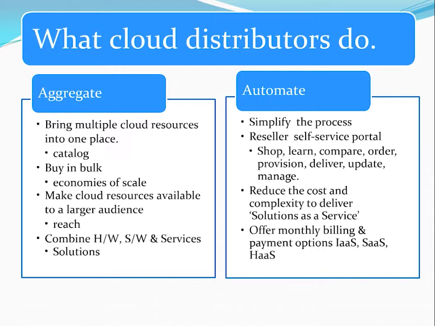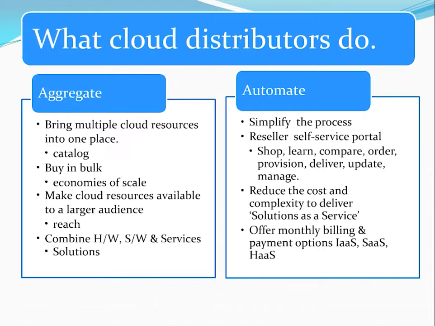The purpose of all this, also to automate, is to reduce the cost and complexity of this whole thing. We have to make it simple for resellers to be able to deliver what I call solutions as a service, right? And so it's going to include things that come from the cloud and things that come from the distributor's warehouse and things that come maybe directly from the manufacturer or from some ISV. It's going to be a combination of things, and we have to make that really reduce the cost and the complexity of that.